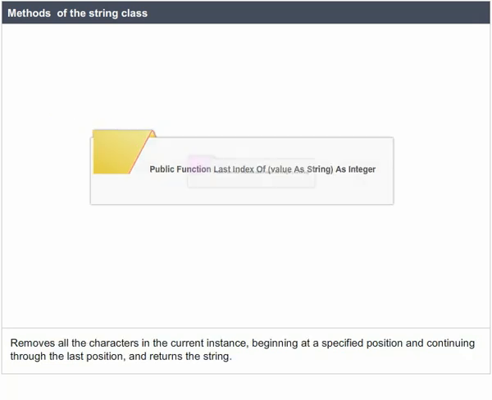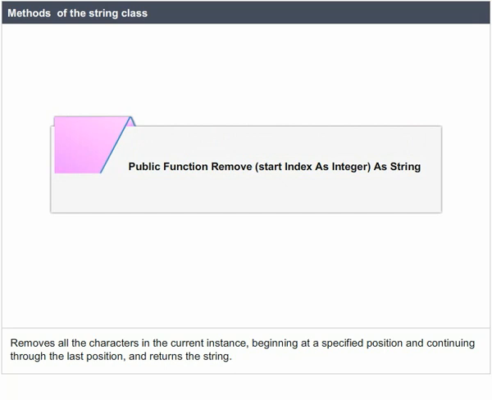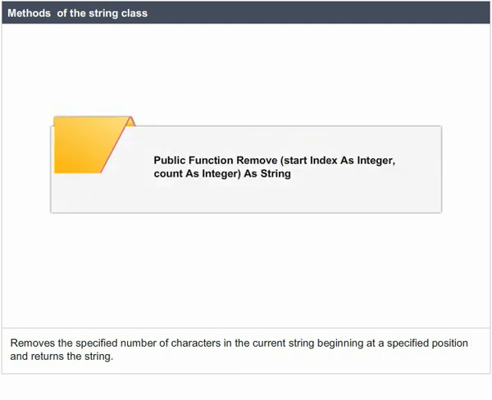Public Function Remove(startIndex As Integer) As String removes all the characters in the current instance, beginning at a specified position and continuing through the last position, and returns the string. Public Function Remove(startIndex As Integer, count As Integer) As String removes the specified number of characters in the current string beginning at a specified position and returns the string.